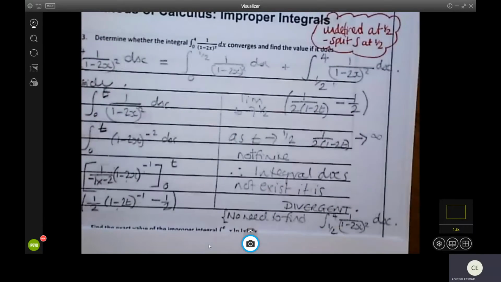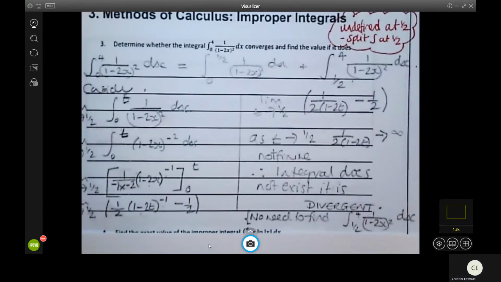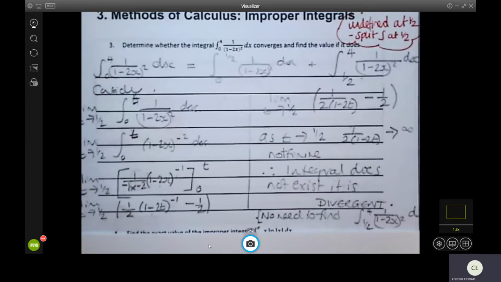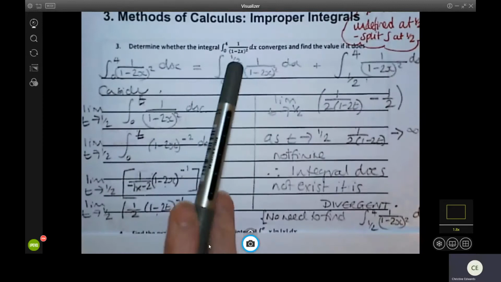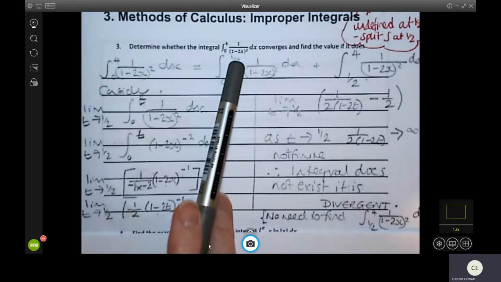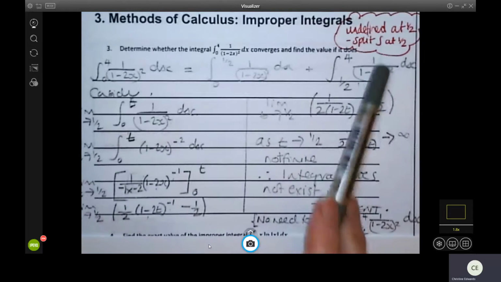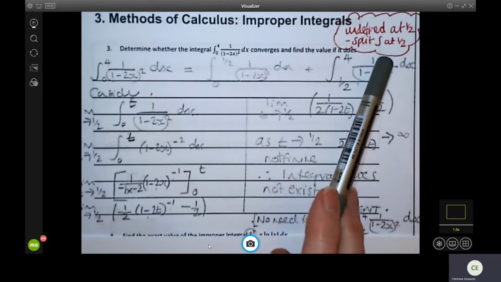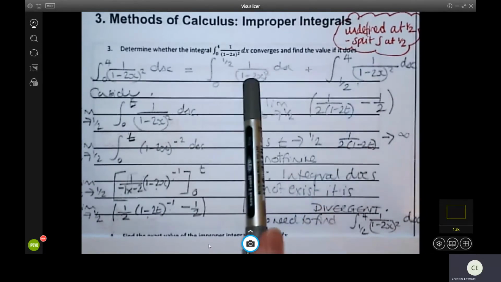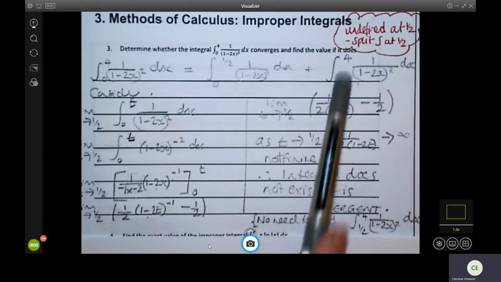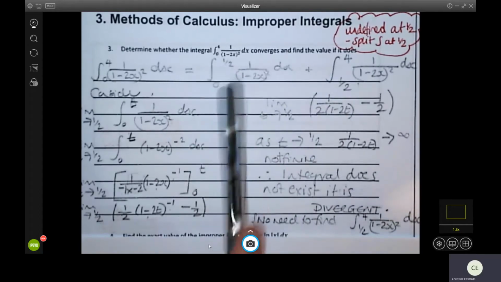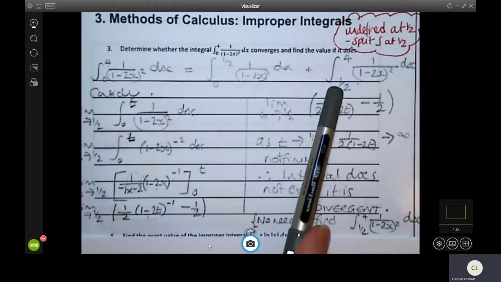Question 3 gives us an example of an integration where the function itself is undefined at a particular value. In this case, our function is undefined at a half. So we split the integral into 2 and we put a half on both of the integrations. So we go from 0 to a half and a half to 4, so that we've covered the whole integral, but with the split at a half so that we can evaluate the limit at that value.